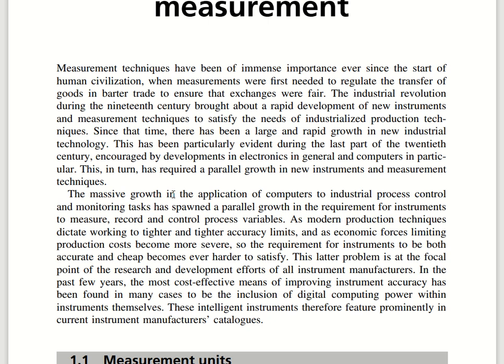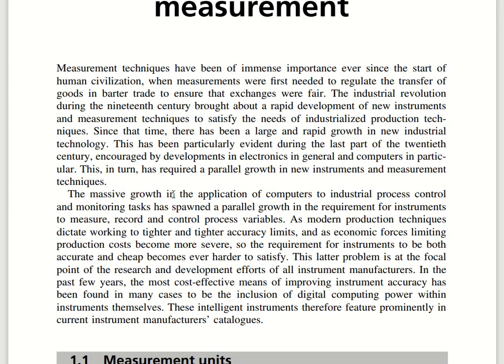So we used to use barter trade to ensure the exchanges were fair. The industrial revolution during the 19th century brought about a rapid development in new instrument and measurement techniques to satisfy the needs of industrialized production techniques. Since that time, there has been a rapid growth in new industrial technology, and this has been particularly evident during the latter part of the 20th century, right? When the method of trading became totally based on exchange of money or capital, right?